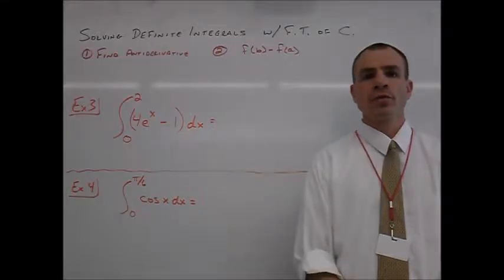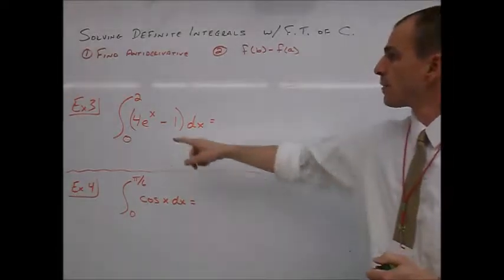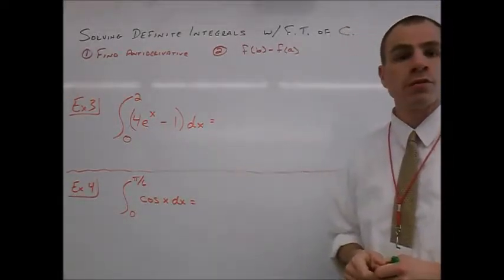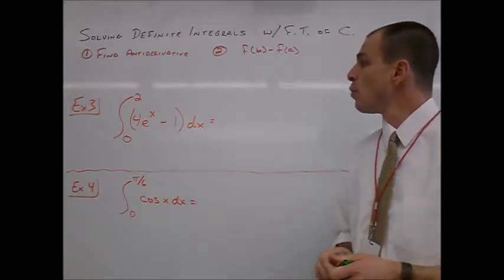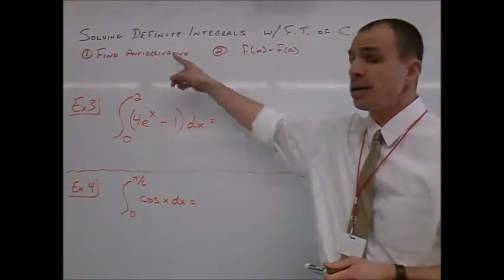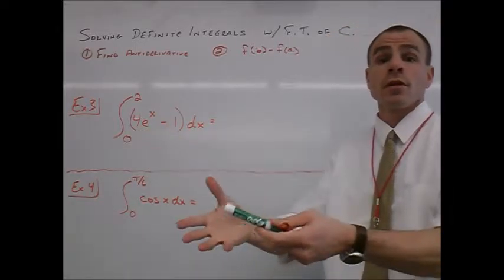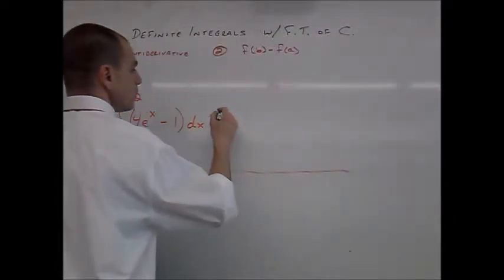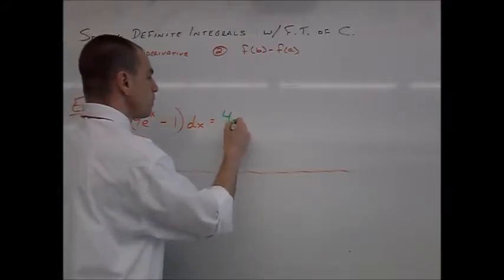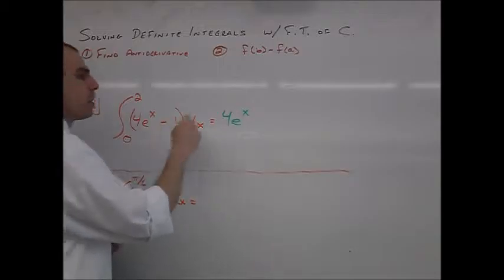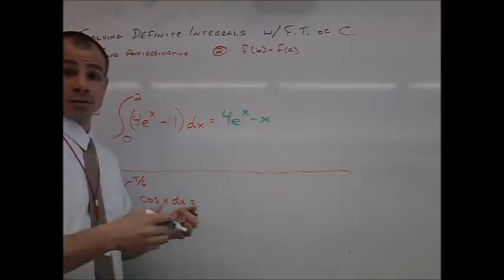Okay, two more examples involving the fundamental theorem of calculus and some basic antiderivatives. First up, we have the integral from 0 to 2 of 4e to the x minus 1 dx. So we're going to take our antiderivative. The antiderivative, well, 4 is a coefficient, so it's going to move into our antiderivative. E to the x's antiderivative is itself, and the antiderivative of 1 is x. So we have 4e to the x minus x as our antiderivative.